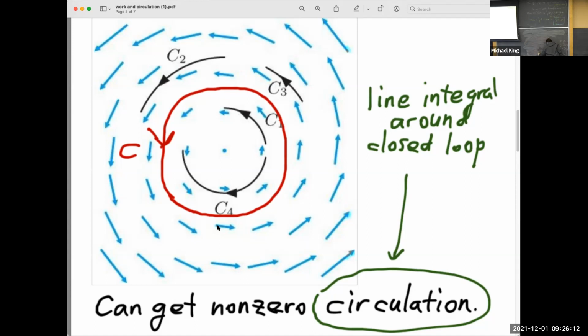Well, okay, we'll talk about what that means in a few minutes, and some examples. But circulation is a line integral, the integral over C of F dot dr, where C is a closed loop.